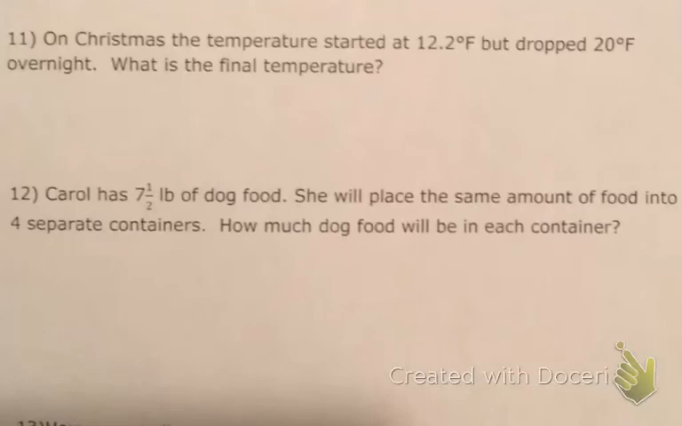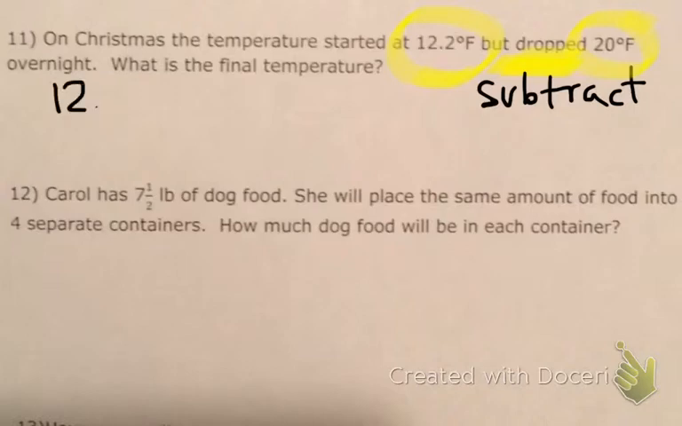Okay, let's solve these two rational number word problems. The first one: on Christmas, the temperature started at 12.2 degrees Fahrenheit, but dropped, which tells us we're going to subtract 20 degrees Fahrenheit overnight. What is the final temperature? Okay, so our problem is really asking us to do 12.2 minus 20.